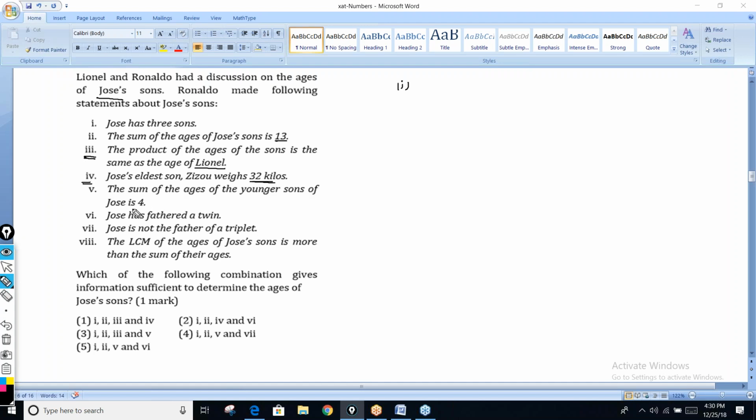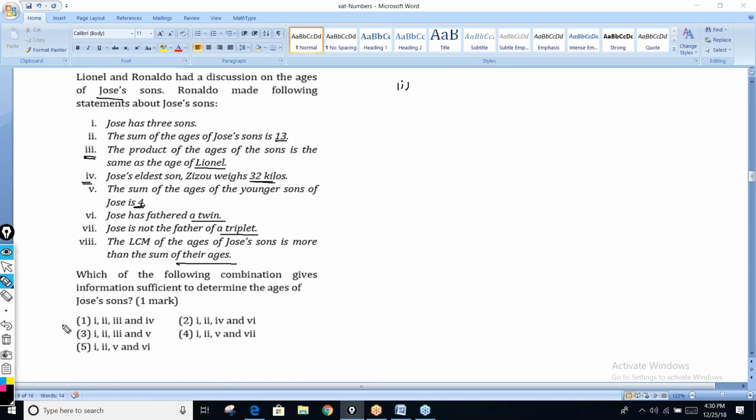The sum of the ages of the younger sons of Joe is 4. Joe has fathered a twin, so he has twin children. Joe is not the father of a triplet, so he doesn't have triplets. The LCM of the ages of Joe's sons is more than the sum of their ages. Okay. Which of the following combinations gives information allowing you to determine the ages of Joe's sons?